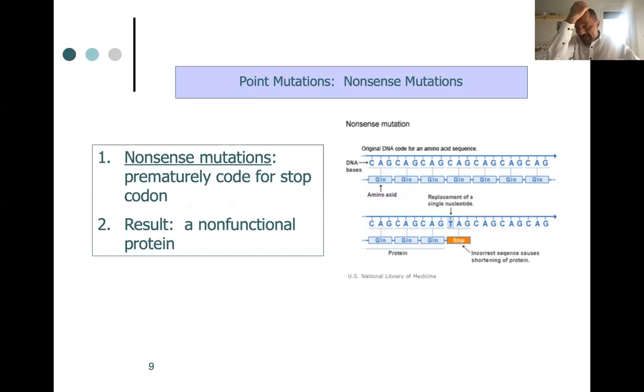The nonsense mutation instead is another type of point mutation. Because of the point mutation, now you don't code for an amino acid, but you code for a stop codon. So while you are quietly building your protein, now instead of finding an amino acid, you find a stop codon. So the protein will be truncated.